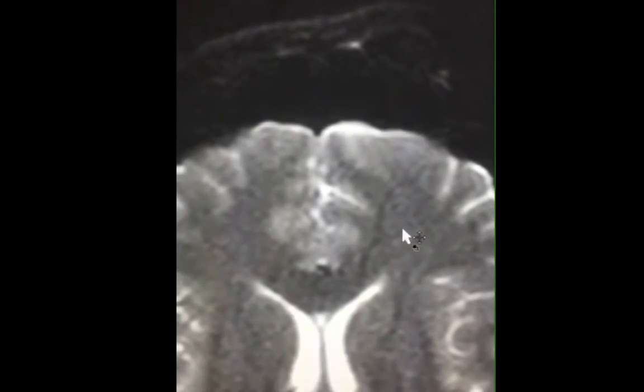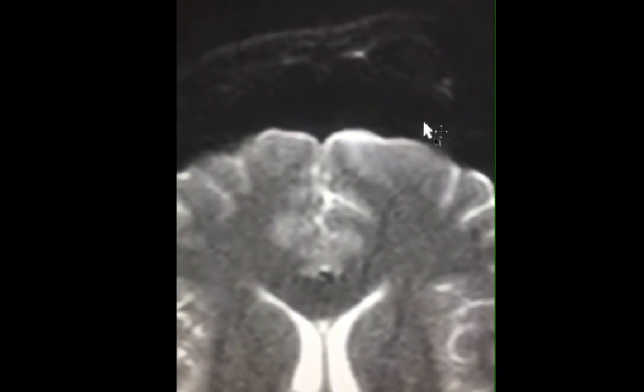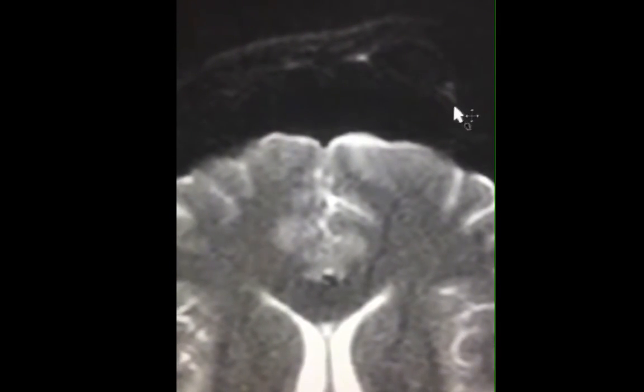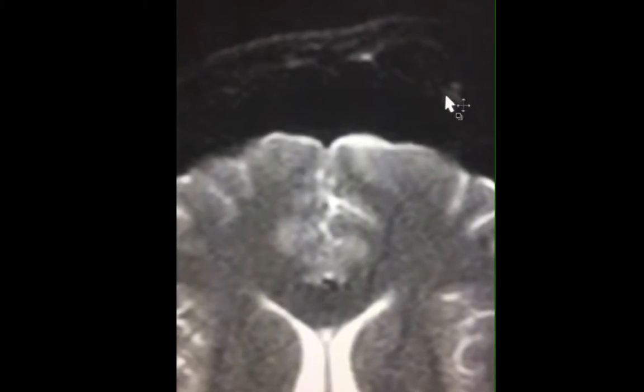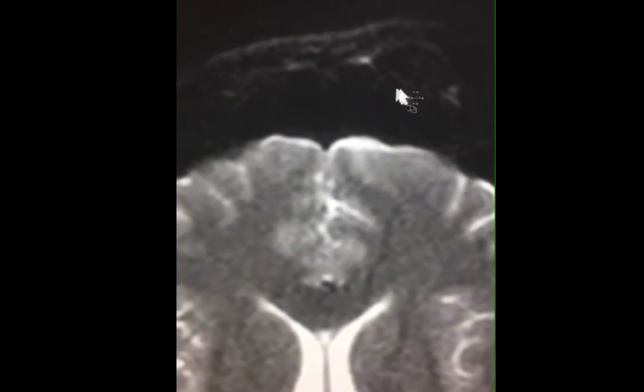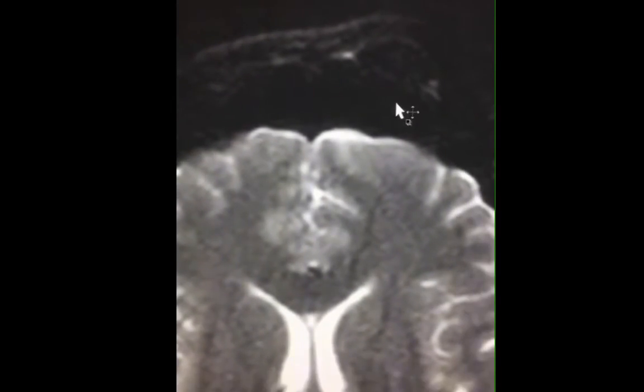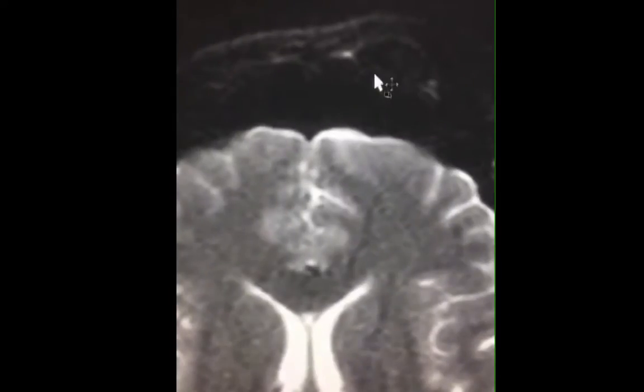An easy way to know if the composition is that of fat is to look at the fat-suppressed sequences, such as this fat-suppressed T2. So the abnormality that was bright on both T2 and T1 sequences shows loss of signal on this fat-suppressed T2 acquisition. This is consistent with a benign lipoma.